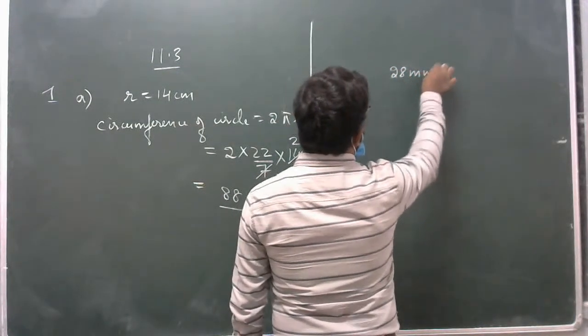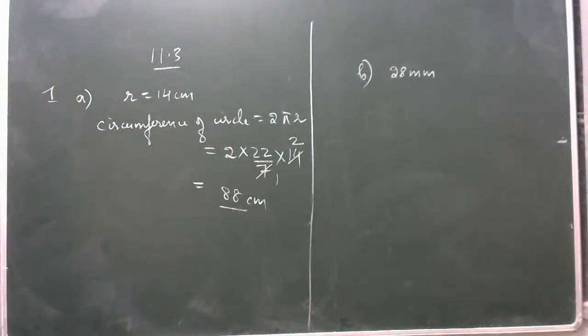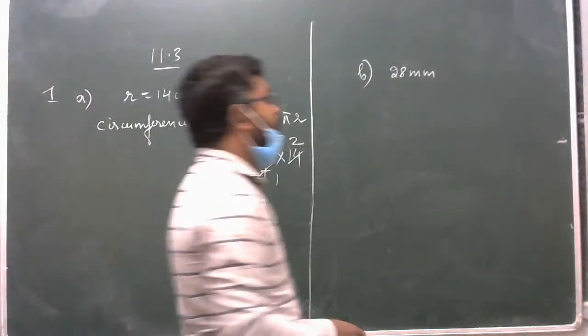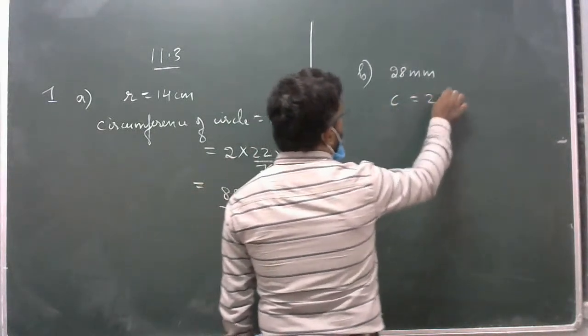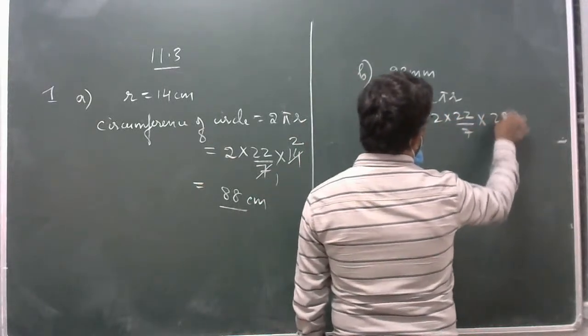28 millimeter. Radius they have given as 28 millimeter. Find the circumference of the circle. Okay. So circumference will be what? 2 pi r. 2 into 22 by 7 into 28.